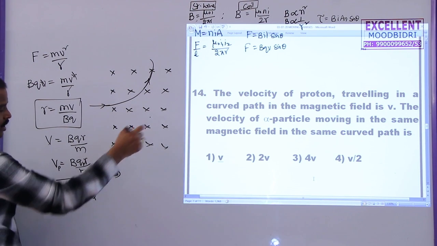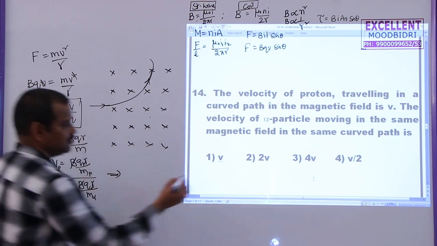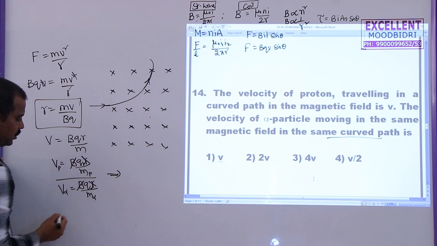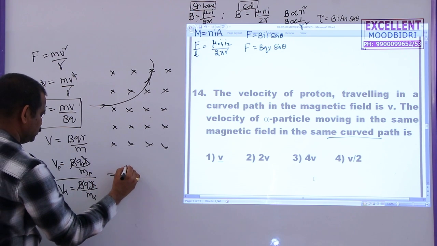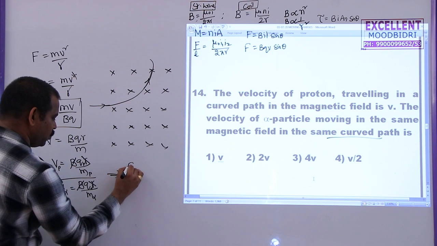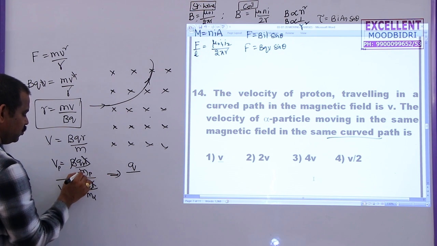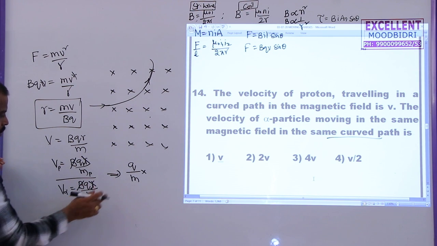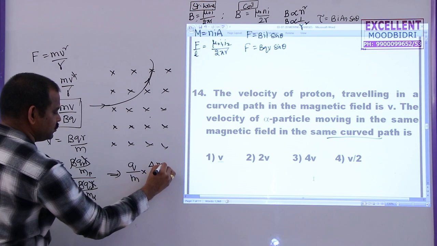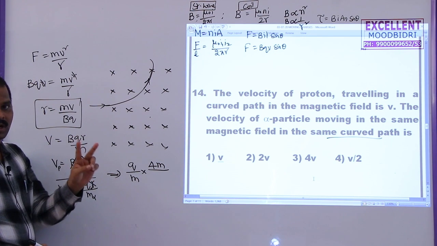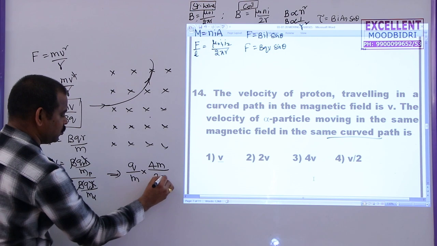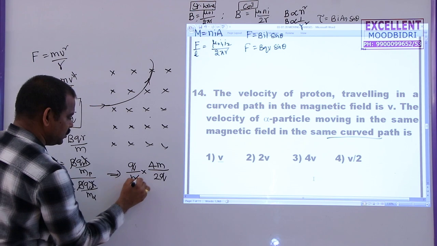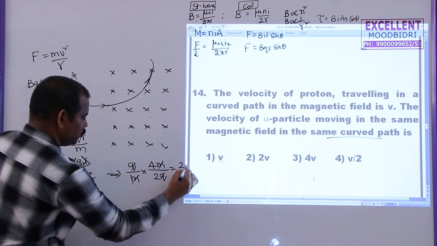Now, as these are traveling in the same magnetic field in the same curved path, the radius is also the same. So you can cancel R and R here. What are the remaining terms? Q of proton, let me take it as Q, and the mass of proton, let me take it as M. Then this will become Q alpha by M alpha. So mass of alpha is 4m, as alpha contains 2 protons and 2 neutrons, and the charge is equal to 2q. Only protons have charge, and neutrons have no charge. So Q and Q get cancelled, M and M get cancelled, and this becomes 2:1.